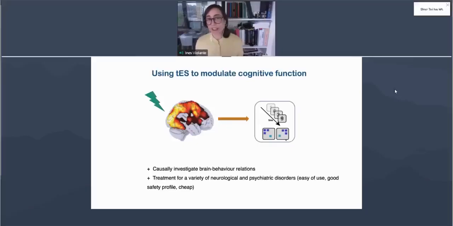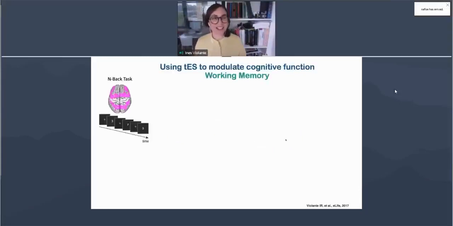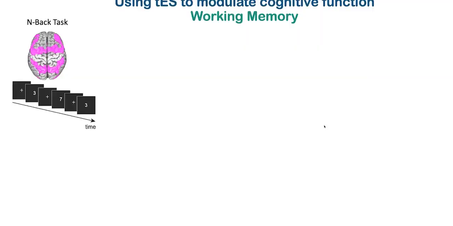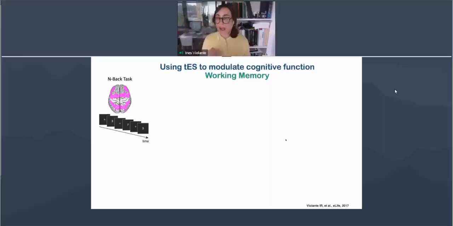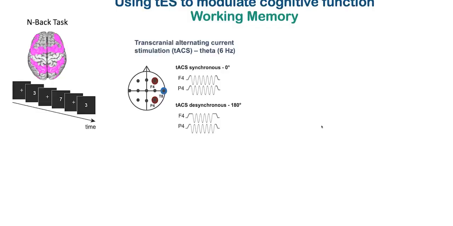So we're interested in using non-invasive brain stimulation to modulate cognitive function, and to use this to understand mechanisms, to investigate brain stimulation as a causal tool, investigate brain behavior relationships, and also as a possible treatment for a variety of neurological and psychiatric disorders that present with cognitive deficits. Okay, so how did I start? Like I think many of us in the field of brain stimulation, with this idea that we have a particular problem. I wanted to modulate working memory. You have a particular task, and you have an idea of which areas of the brain might be involved in that, and you use brain stimulation as a way of targeting these brain networks with the hope that you will have an impact on behavior and functions.